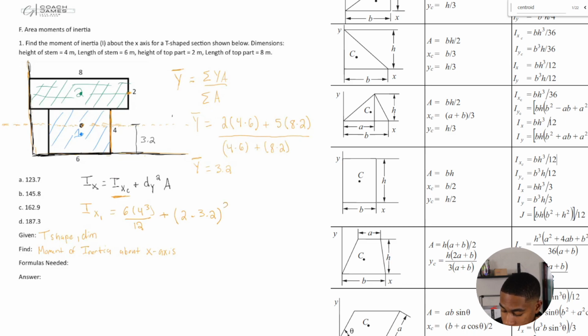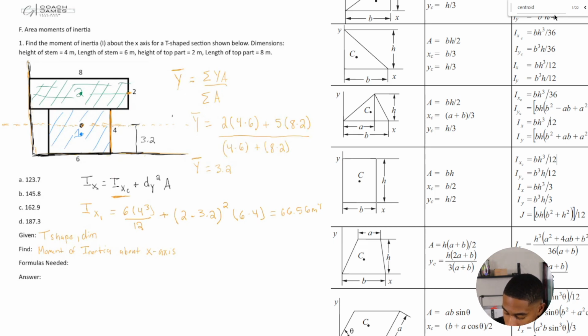And so you're going to square that. And then you're going to multiply it by the area, which is, again, 6 times 4. So that's the moment of inertia of the first shape. What's the answer to that? So I get 66.56 meters to the fourth.